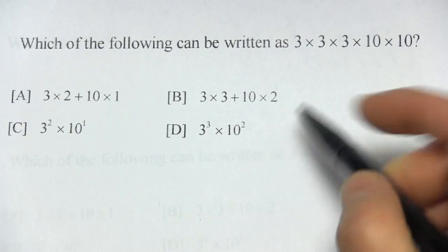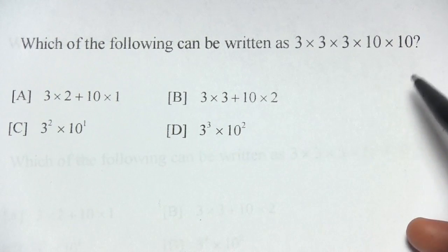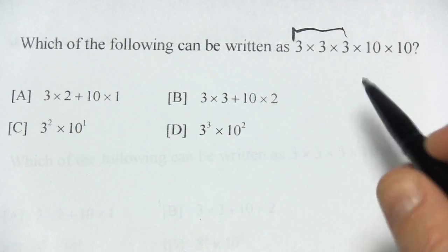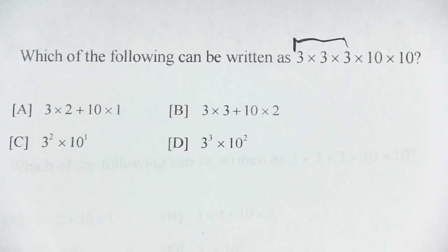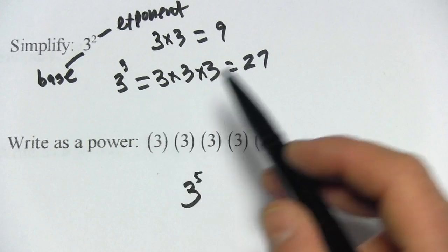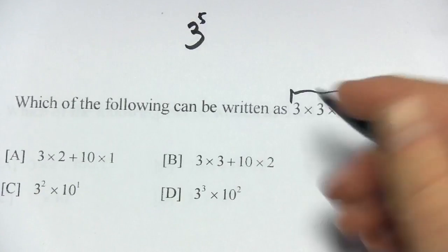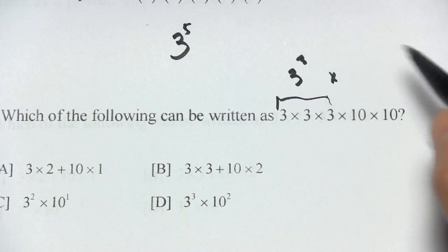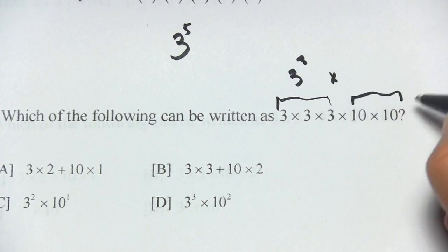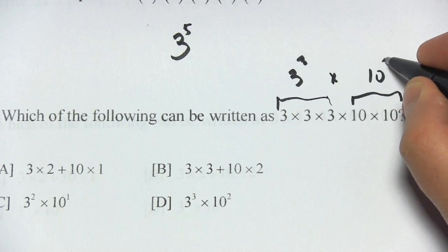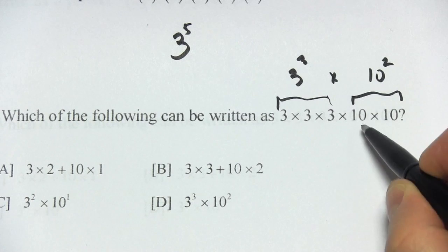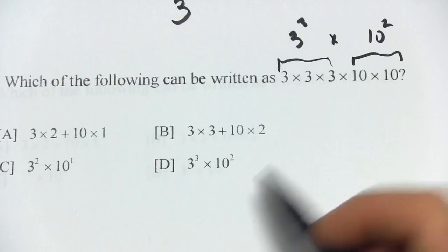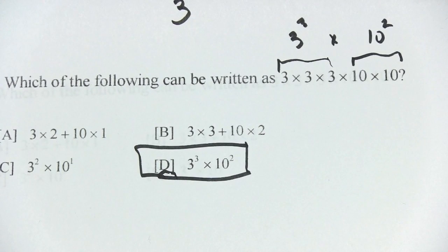So this one says, which of the following can be written as 3 times 3 times 3 times 10 times 10? So we've kind of got 2 exponent problems here. The first one you could think of as just 3 times 3 times 3. That is just like we did up here. That's 3 cubed. So we could write that as 3 cubed. And then we have our multiplication symbol in here. And now we have 10 times 10. Well, that is 10 squared. 10 is the base. The exponent is 2 because we're multiplying it by itself 2 times. So this is 3 cubed times 10 squared, which is choice D right there.